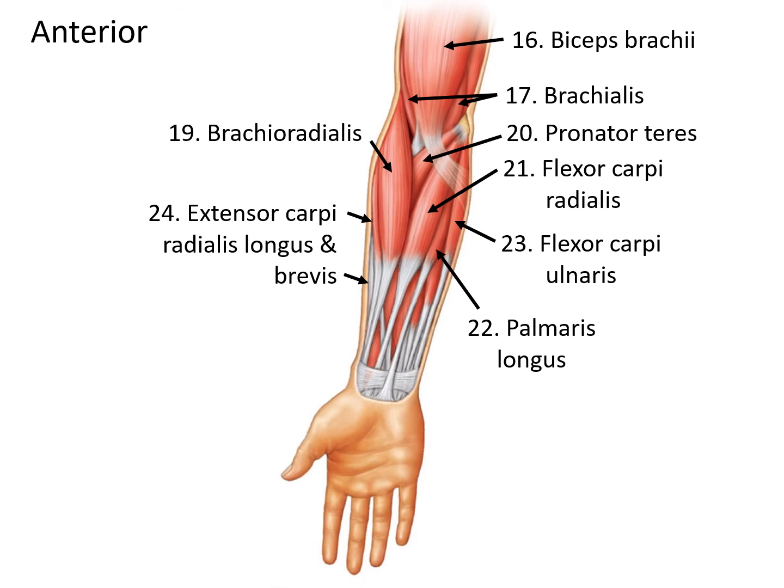So if you follow across the tendons that come down to the wrist, you go brachioradialis, flexor carpi radialis, palmaris longus, flexor carpi ulnaris. We're skipping the pronator teres because it doesn't go all the way down.